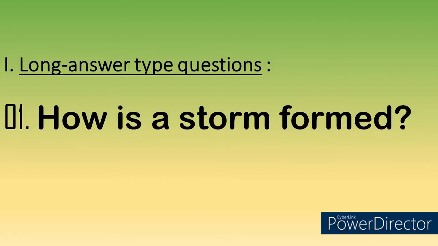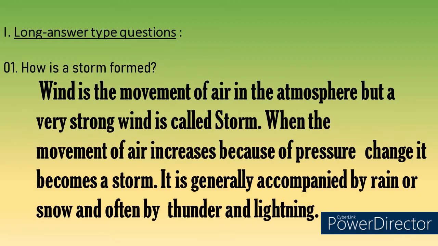The next is long answer type questions. First question, how is a storm formed? Wind is the movement of air in the atmosphere, but a very strong wind is called a storm. This we have learned in the very first class of this lesson, chapter 8, that when the wind is gentle and cool, it is known as breeze. When it is not cool and is just a wind, it is called a wind. And the same wind with high pressure is known as storm.